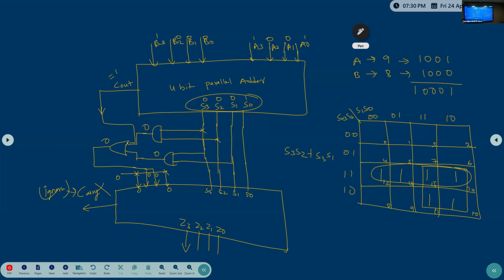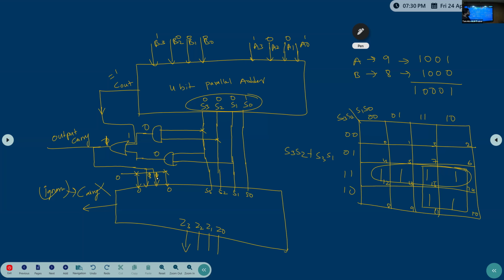See, I corrected it. One thing I missed: this is the output carry. This carry needs to be connected to the OR gate. So the last one, carry is there. This carry is 1, right? Both of these are 0, this becomes 1, and the code will be corrected.